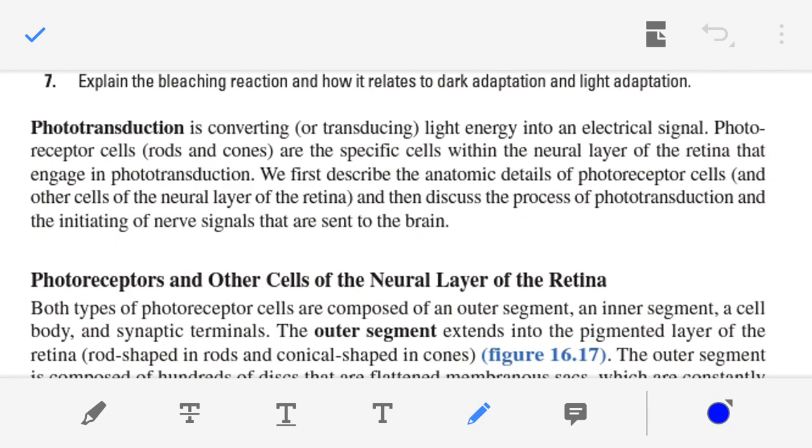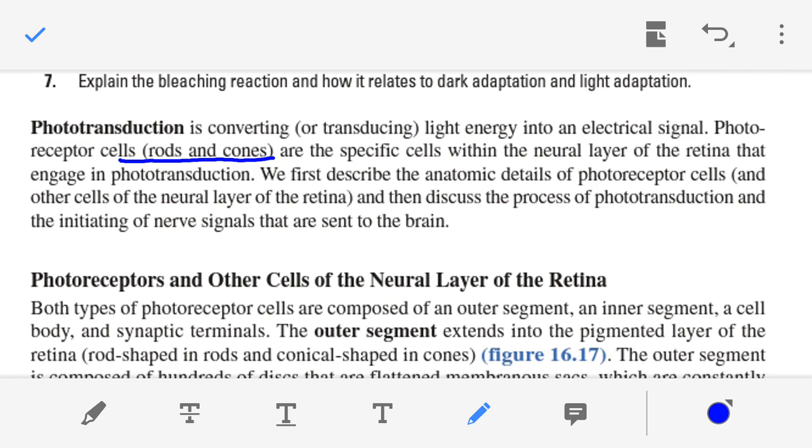Phototransduction is a process in which light energy is converted into an electrical signal. That means light energy is converted into a nerve impulse or the action potential. That is known as phototransduction. Now in the phototransduction mechanism, rod and cone cells are involved. These are the cells which are responsible for phototransduction. These are the cells which generate the nerve impulse for our vision.